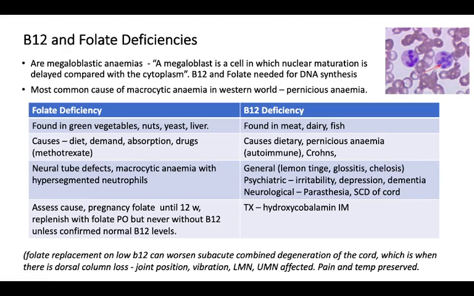Whereas in B12 deficiency, if there is a hemolysis, it can cause a jaundice, which gives a lemon tinge. It can cause a glossitis, which is a picture that I showed earlier, as well as a cheilosis. Patients might also have psychiatric symptoms, so they might be quite irritable, depressed, or develop a dementia. So it's all quite general, but nevertheless, it can still happen.